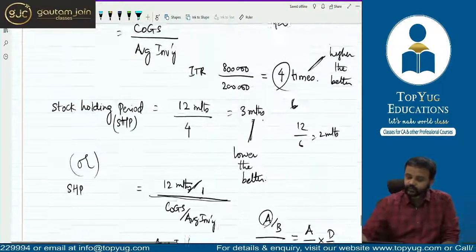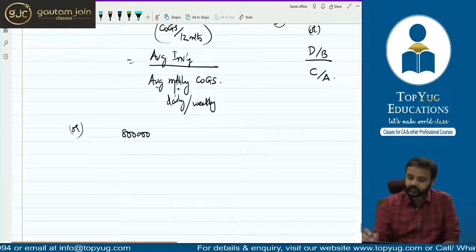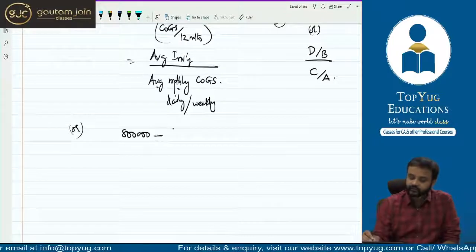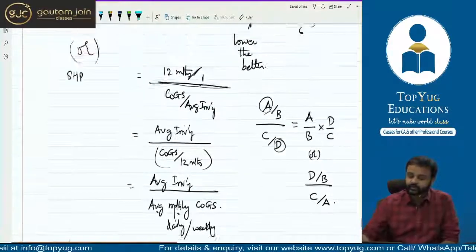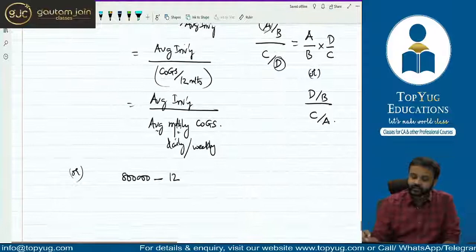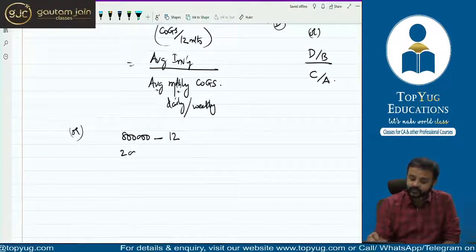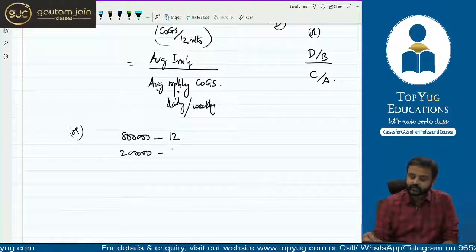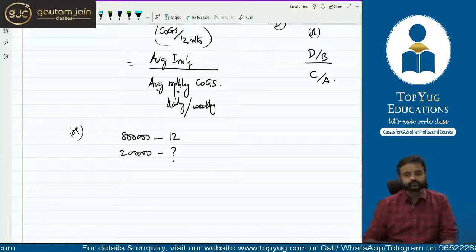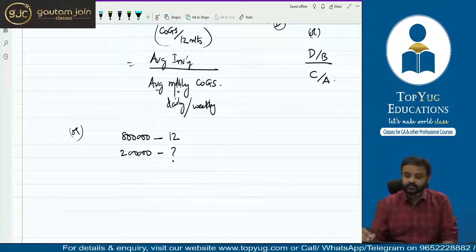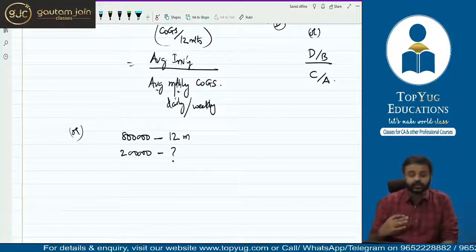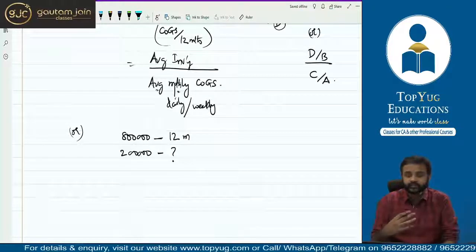8 lakh is the cost of goods sold, correct? 8 lakh is the cost of goods sold for what? 12 months. And how much is the average inventory? 2 lakhs. So 2 lakhs is for how much? 8 lakhs is for 12 months. So for how many months do we have this inventory worth 2 lakhs?